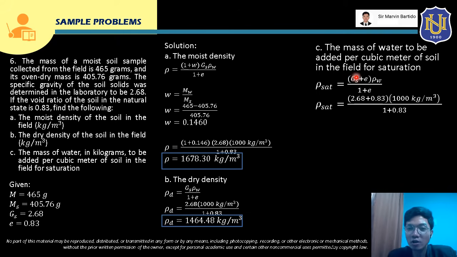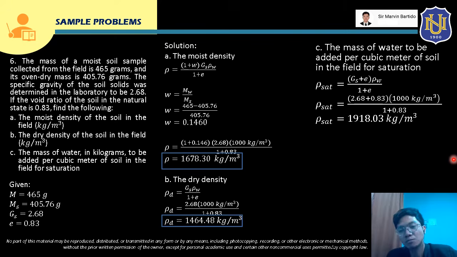We have G sub S of 2.68, we also have E, 0.83, and we also have rho W, 1,000. So solving for rho sat, or the saturated density, class. Let's check on the calculator: 2.68 plus 0.83 times 1,000 over 1 plus 0.83. So this, class, is 1,918.03.